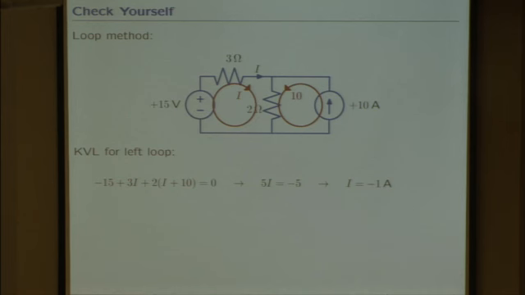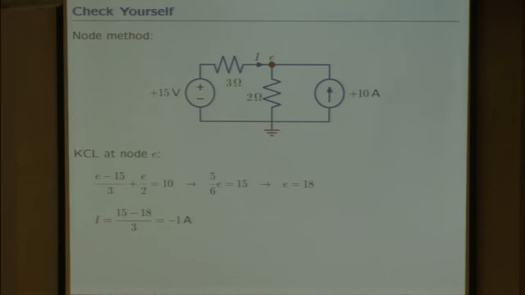right? So if I write KVL for the left loop, then going up through here, that's minus 15, and going down through here, going to the right through this guy is 3I. Going down through this guy is 2 times I plus 10. Both of these are going down, so you have to add them. So I get one equation and one unknown, and when I solve it, I get minus 1. Does that make sense?